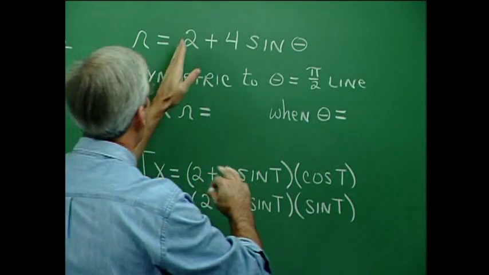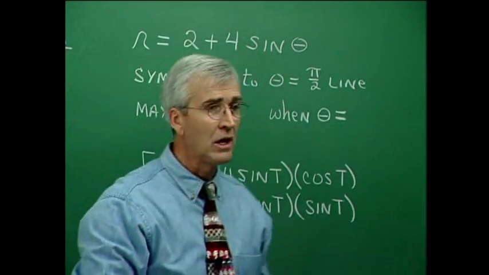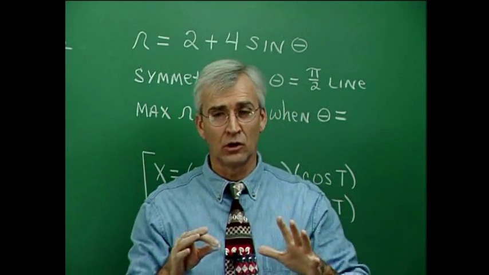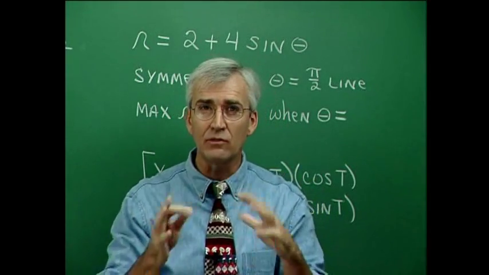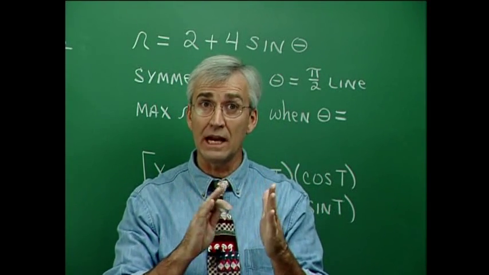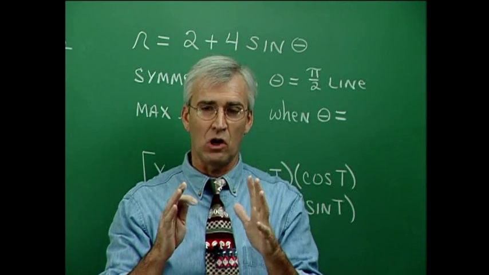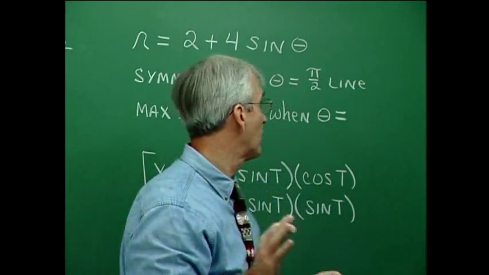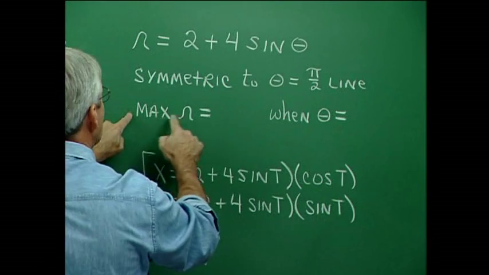Now, because our expression here contains only sine, you can look at the sign pattern for the sine curve, or in what quadrants the sign is positive and negative, to discover aspects of this symmetry idea. But it's the notion that when the sine function is involved, we have symmetry about the theta equals pi over 2 line. So here we're going to have symmetry about the pi over 2 line.